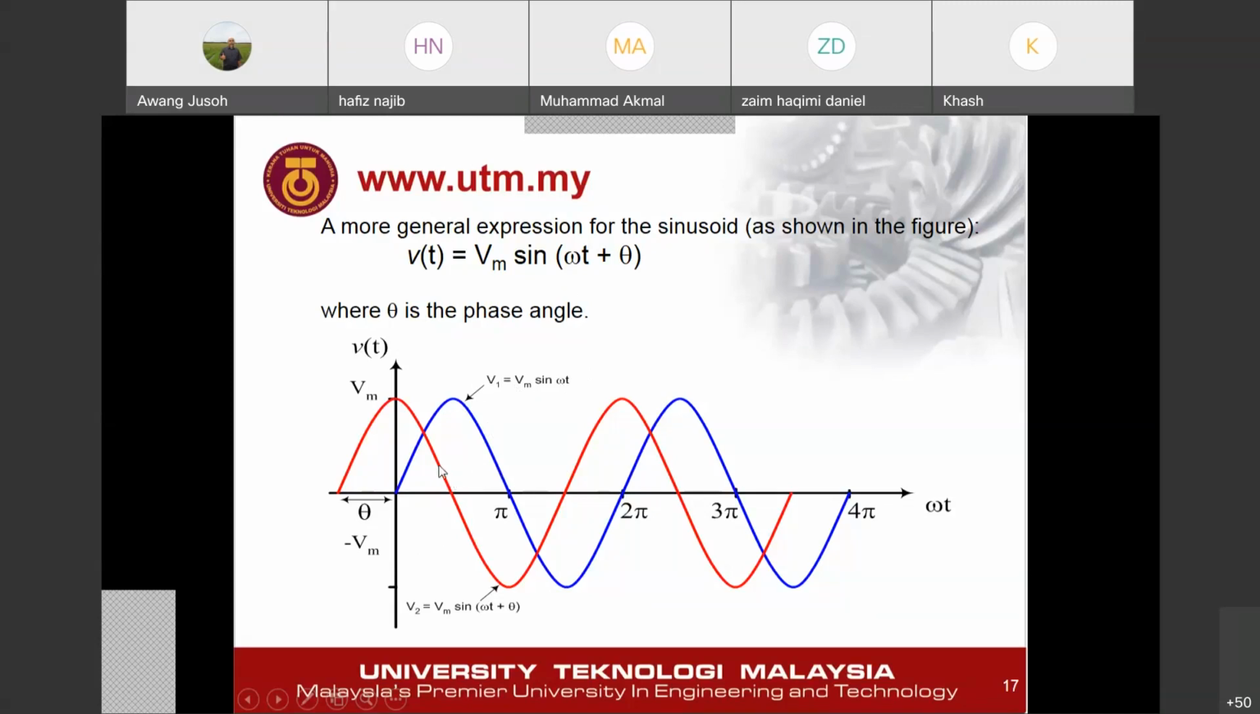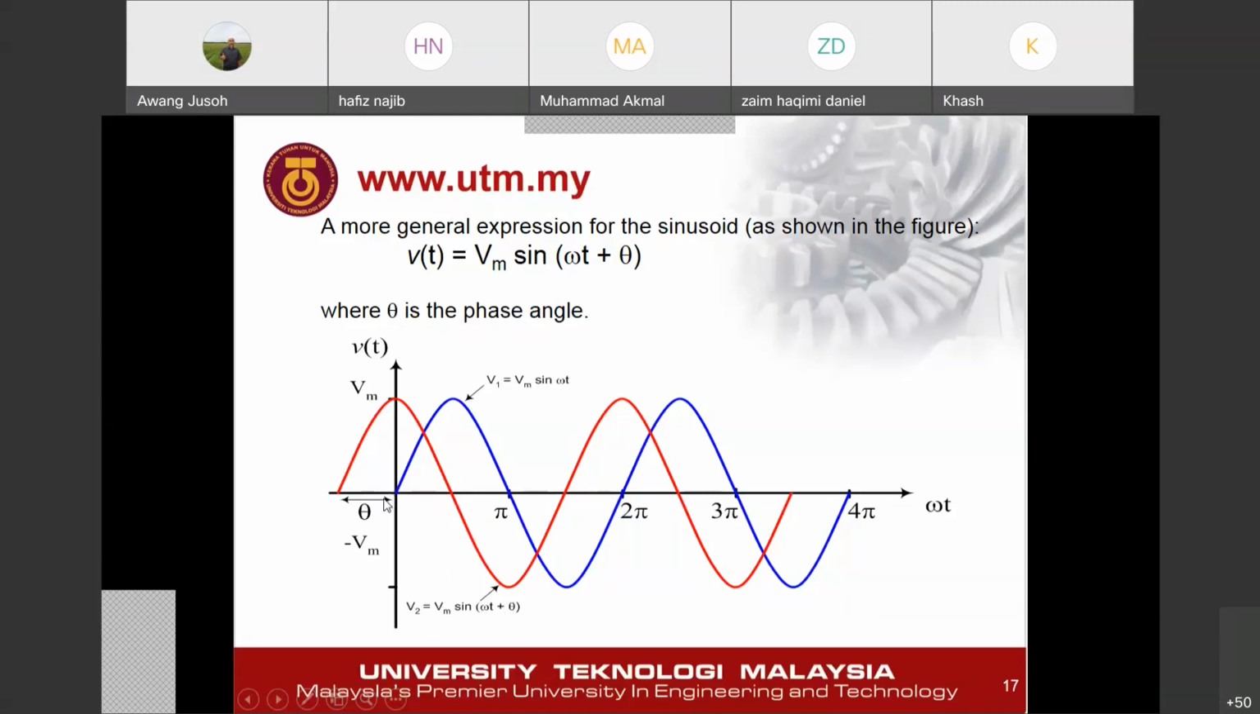Then now we talk about red color. Red color means they lead the blue color by theta degree. So when you write down the equation for red color with respect to blue color, the equation will be like that. So we make V2 to have the same V max, same peak value. Kalau different V max, we put different V max. But in this case, we have the same V max. So V max sine omega t plus theta.